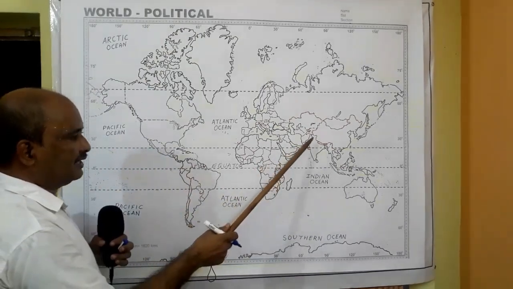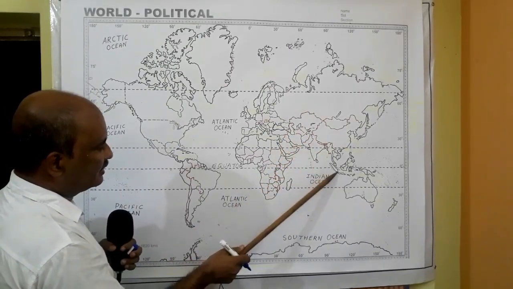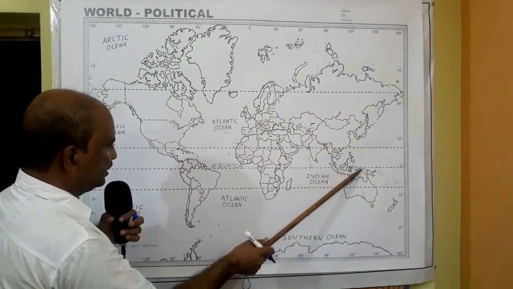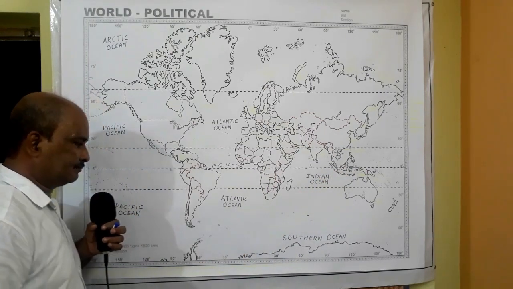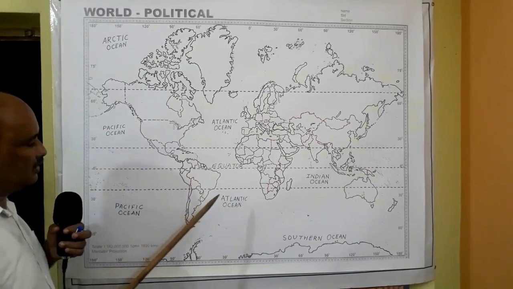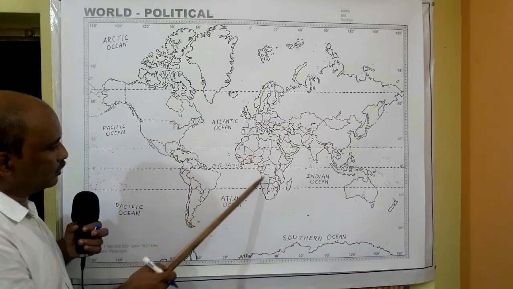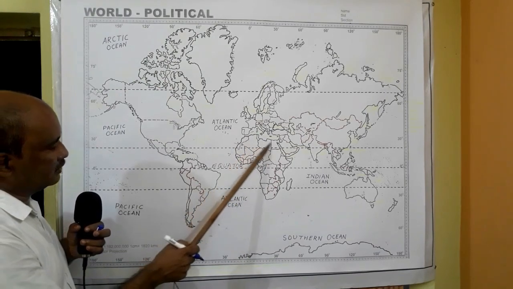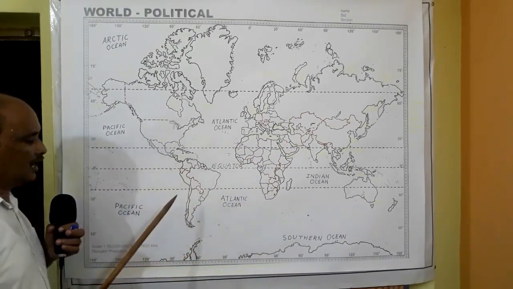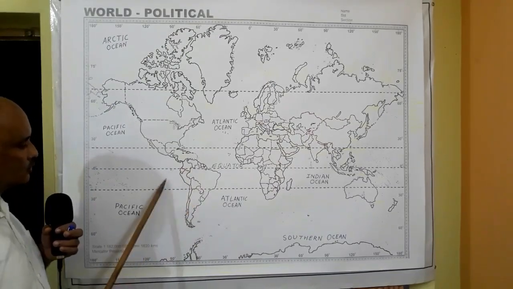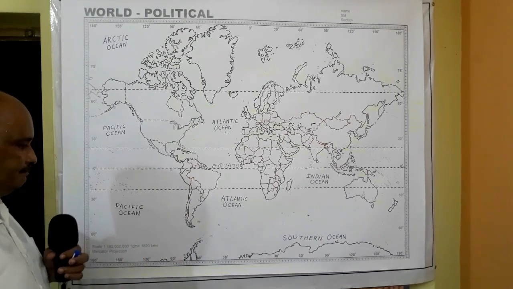So among the other continents, Asia lies in both the northern hemisphere and the southern hemisphere, because here you can see Indonesia and other countries. In the same way you can see that Africa is above the equator and below the equator also. So it is in the northern hemisphere and the southern hemisphere. Now the same way South America also is in the northern hemisphere and the southern hemisphere.